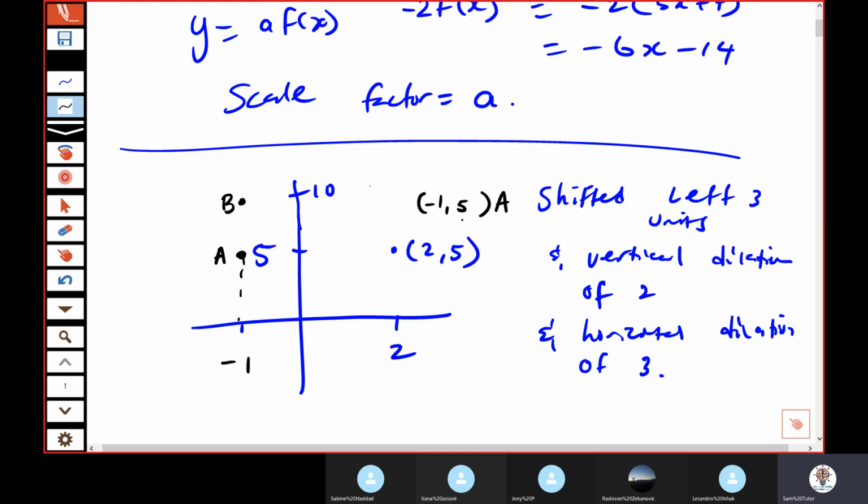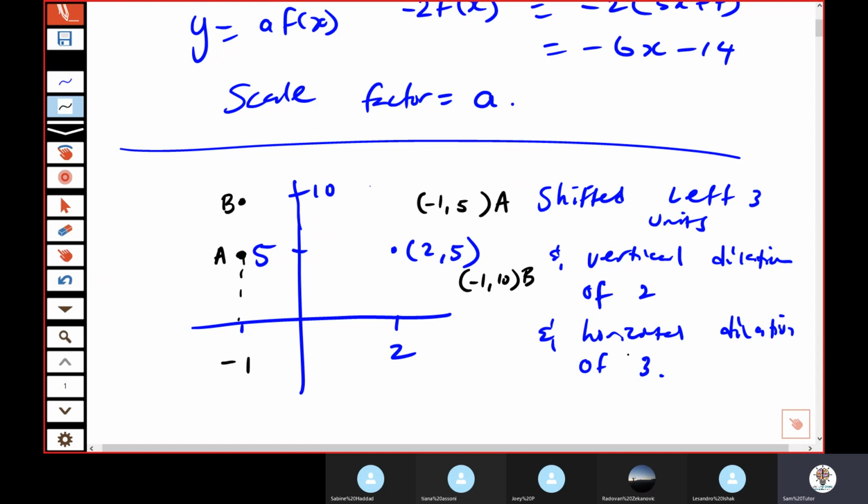Okay, so that's B. Let's write that. B is -1 and 10. And last one, there's a horizontal dilation of 3. What does a horizontal dilation do? It changes the x values. By what? By a third, because horizontal dilations are going to be reciprocals. Does that make sense?